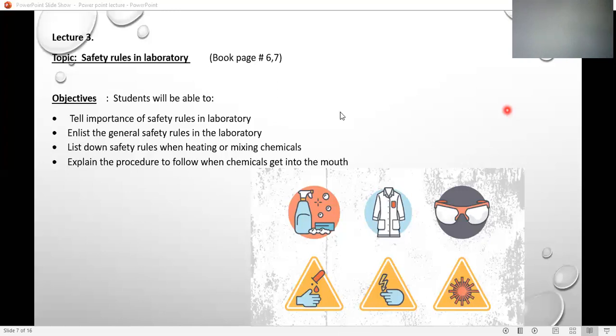So we are going to discuss the importance of safety rules, because I'm saying that you have to keep in mind some safety rules, right? What kind of safety rules are those, and why are they so important? Then we'll list some general laboratory rules. We will list down the rules when we have to heat or mix a chemical, and then we'll explain the procedure if you get some chemical into your mouth, okay? So how to deal with that. Okay, let's start.